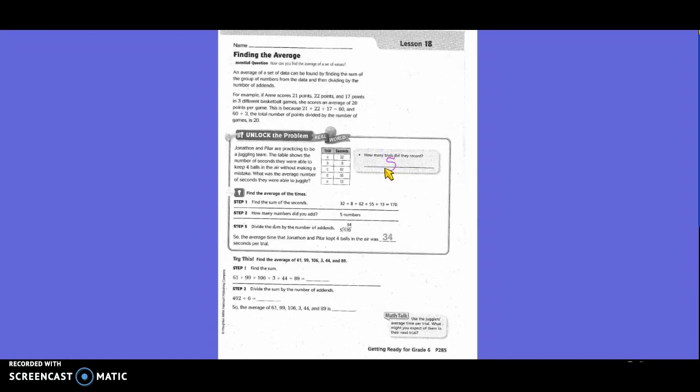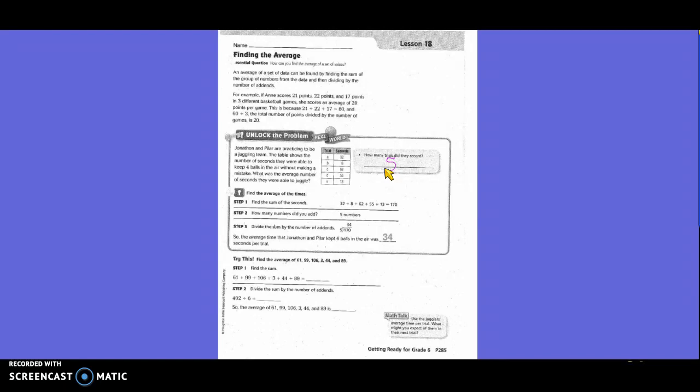Find the average of the time, so find the sum of the seconds. They did 32 plus 8 plus 62 plus 55 plus 13 and got 170. Then there were 5 numbers, so they took 170 divided by 5 and got 34. So the average time that Jonathan and Pilar kept 4 balls in the air was 34 seconds per trial.